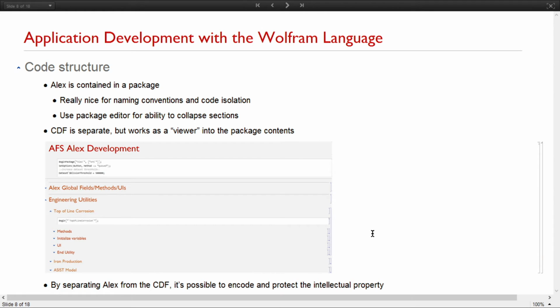The other thing that's nice is when you have it in a package as opposed to a CDF, you can protect that and you can encode it, and that way your intellectual property is safe.